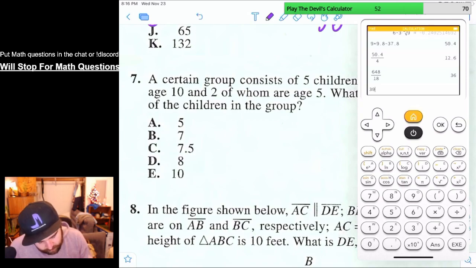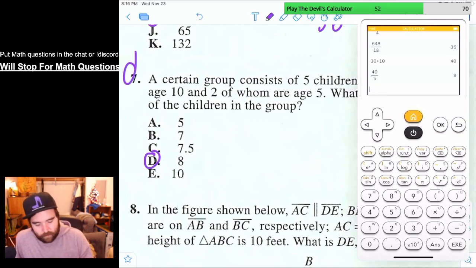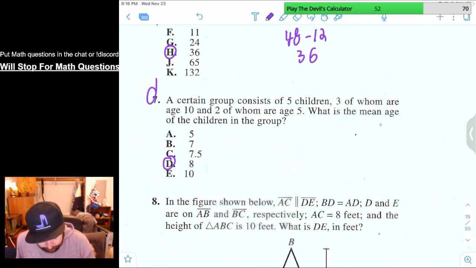Two of them that are 5. 5 plus 5 is another 10. Not times, but plus another 10. So obviously 40. But then we're going to divide that by 5 children. So that's going to be 8. I didn't need a calculator there at all.